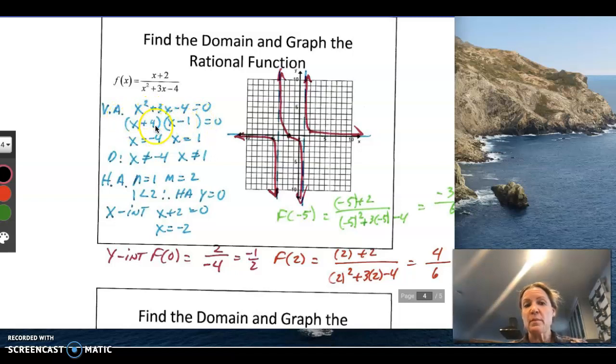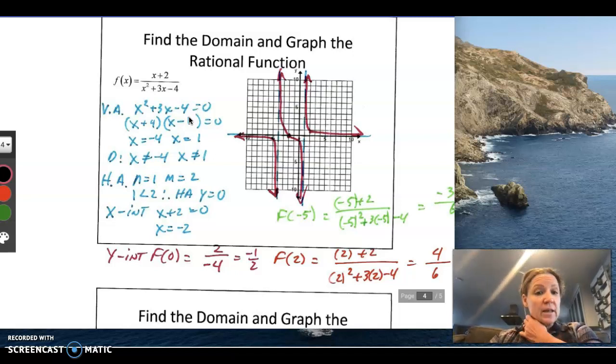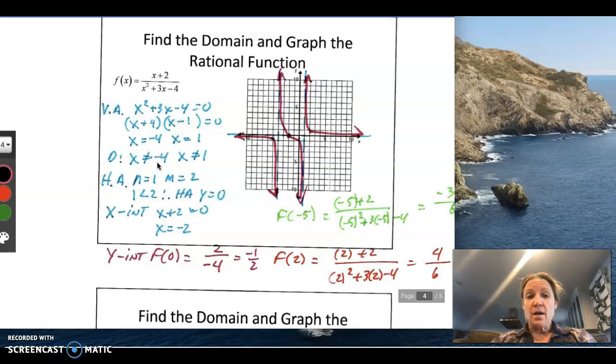If you need help remembering how to factor, stay in the Zoom and let me know, and I can help you with those, okay? So this one should be negative 4, this one should be positive 1, so you're going to have an asymptote at x equals negative 4, that's this blue line right here, and positive 1, that's this line right here.